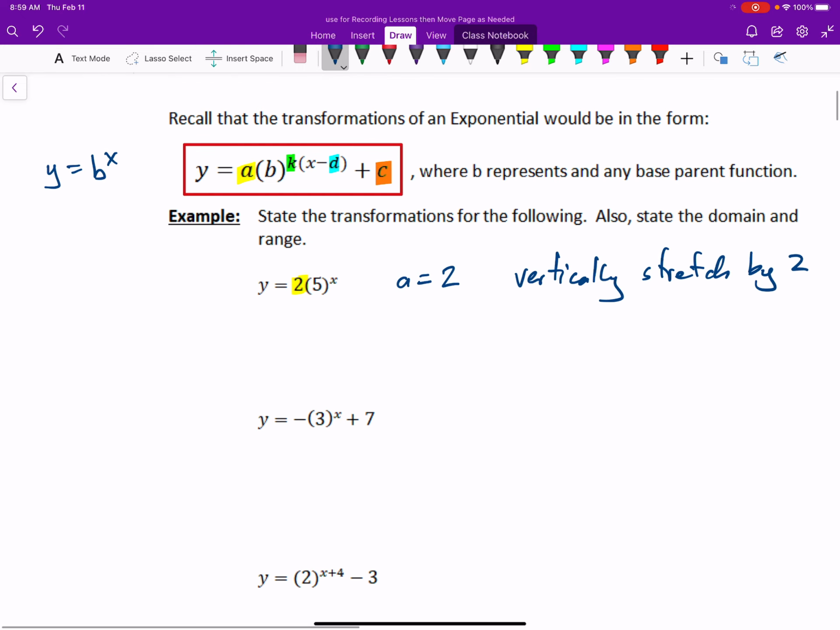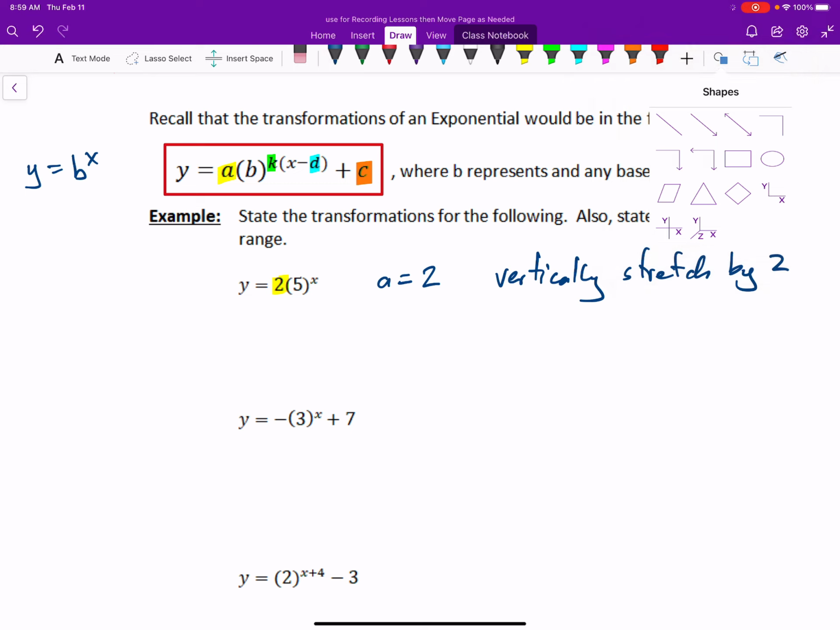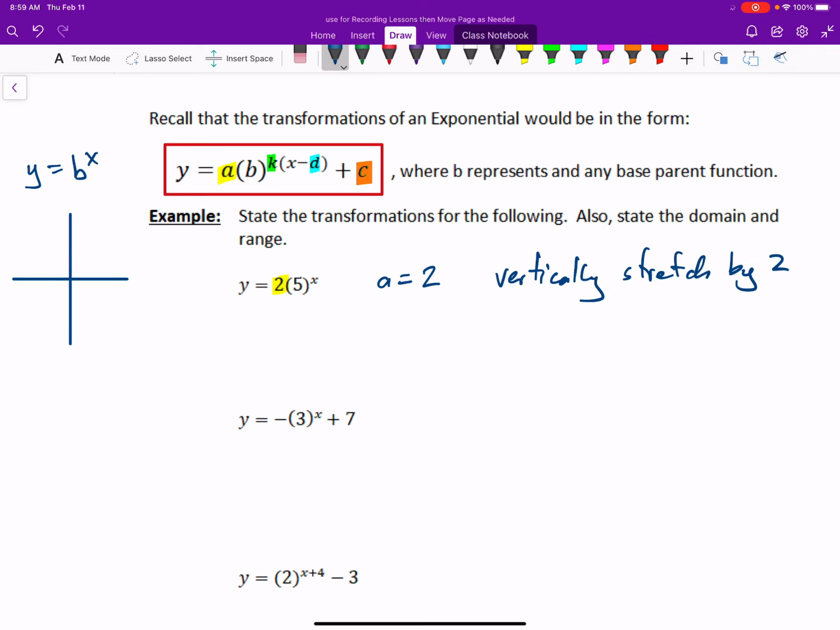If we know that our parent function, again, I'll sketch this over on the right, looks like this. So if y equals b to the x, if this is just some generic exponential growth function, remember the domain for the parent function was all real numbers, and the range was all real numbers that were greater than 0. Not equal to 0 because that would mean it would have to touch the x-axis, which it doesn't.